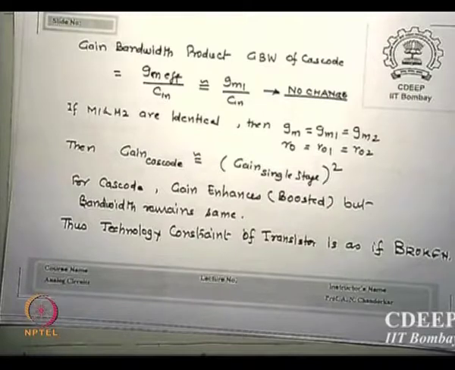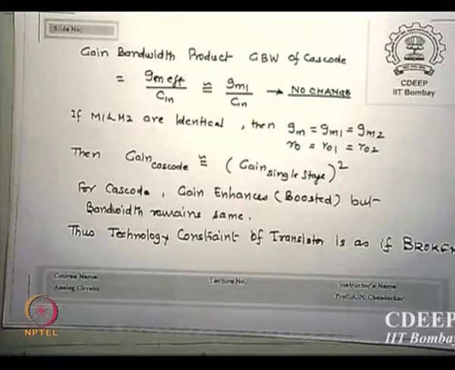So if all GMs are equal, one can say the gain of a cascode is the single stage gain squared, but the bandwidth remains the same. Would this have been possible in cascade? No, because the full system would have a constant gain bandwidth. So if I increase gain, what could I have lost? The bandwidth. So cascade stages improve gain but lose on bandwidth.